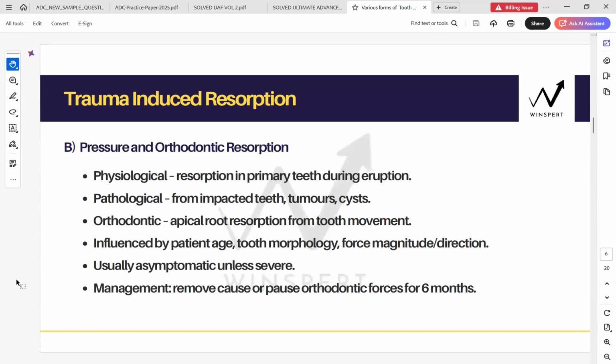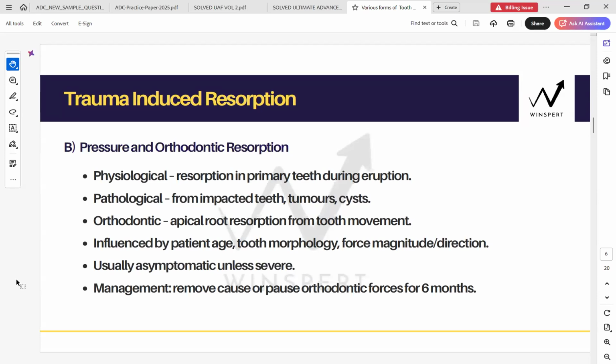Clear, Meenakshi, this is the category that you were talking about. It's a second subcategory within the trauma-induced resorption, which is the pressure and orthodontic resorption. Now, there are two types, okay? Now, other pressure reasons are also there, other than ortho.